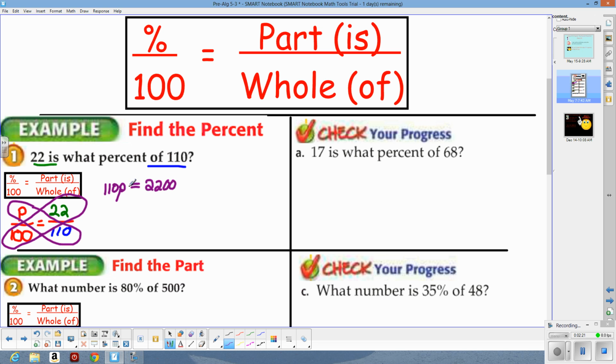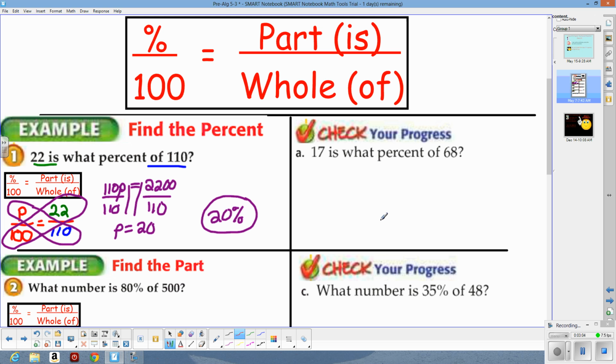Now to solve this equation, you're going to divide both sides by 110. 2,200 divided by 110 is 20. So I have P equals 20. Since I used the variable P, that reminds me that I want to write my answer as 20%. 22 is 20% of 110. You may want to pause the video and try the next one on your own.